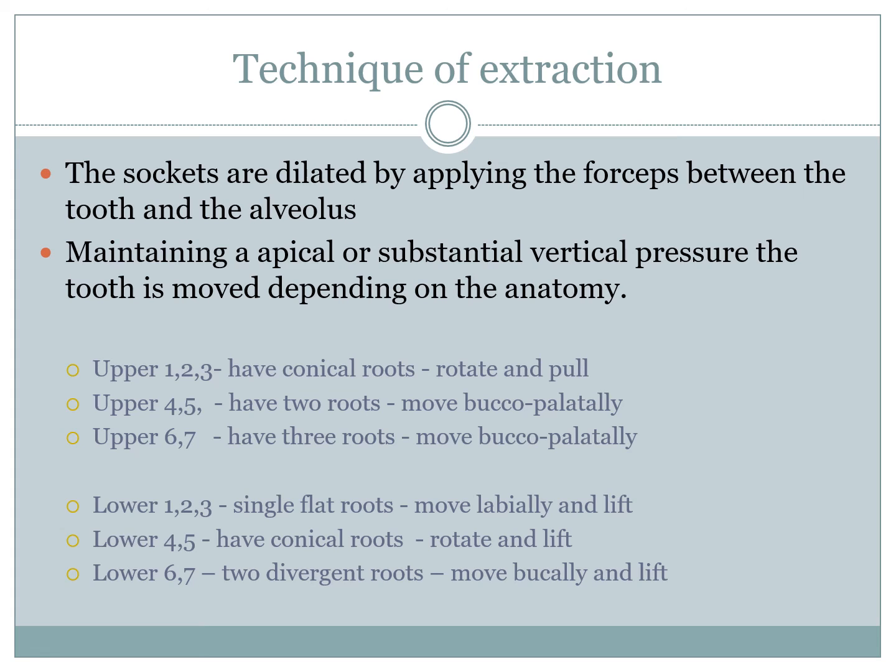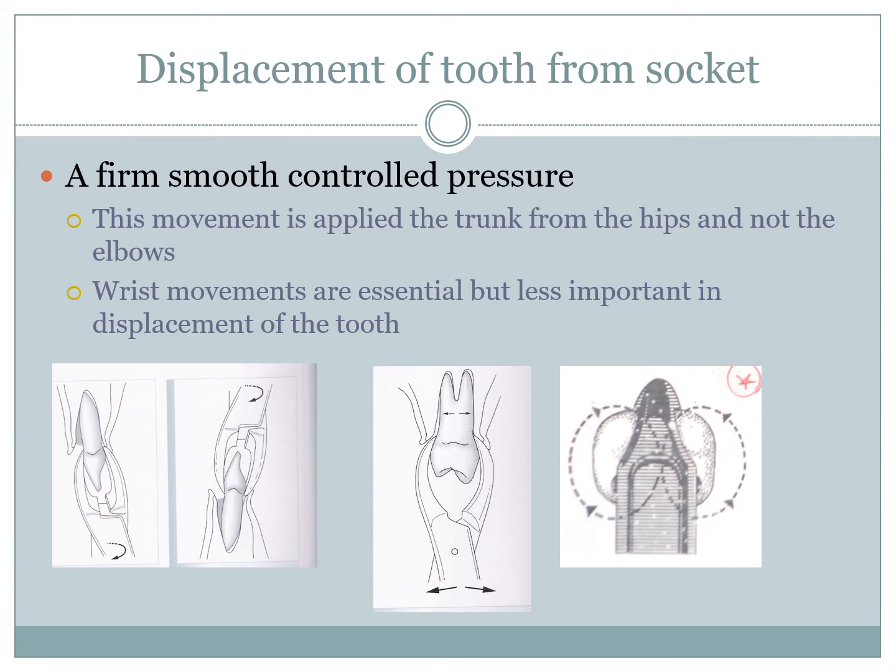Going for the lower anterior teeth, first central, lateral and canine, single root, flatness, so move labially and lift. Labiolingual traction and lift out. Going for the premolars, those are conical roots, rotate and lift. Going for the molar, there will be two roots. Move buccally, that means buccolingual and figure of eight rotation, and the displacement of the root from the socket.